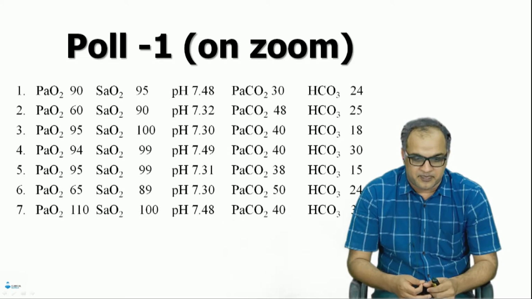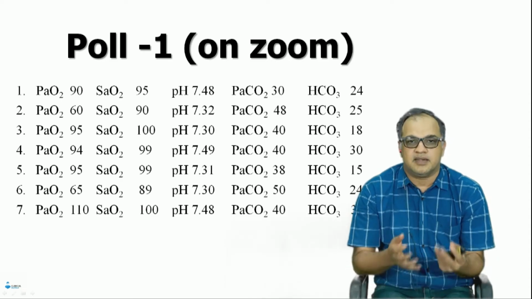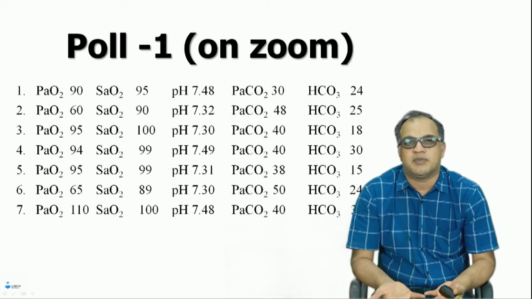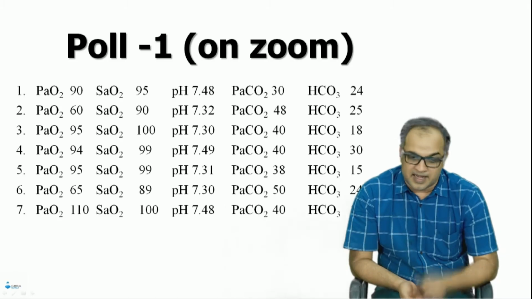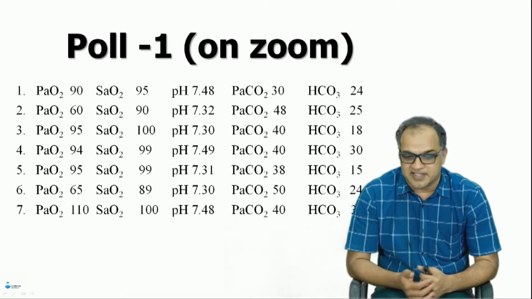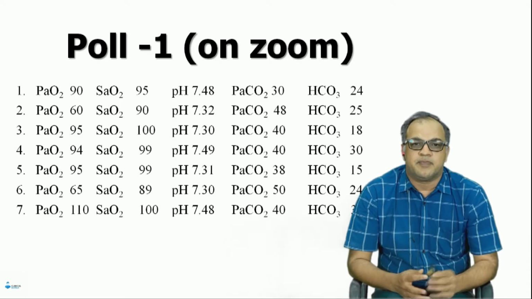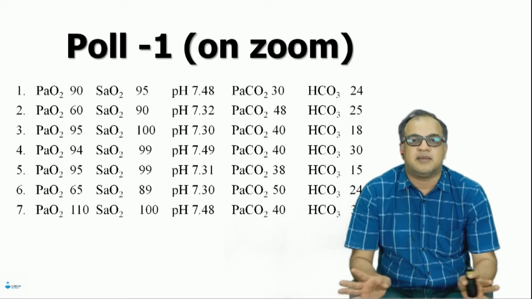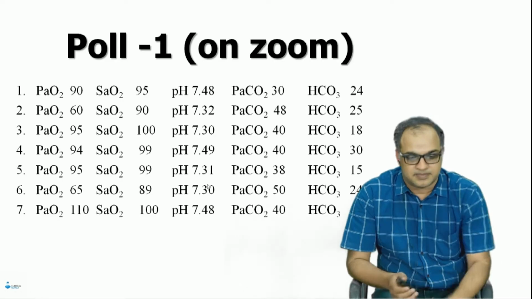Sixteen. See, unless we participate, unless we actually start analyzing ourselves, it will be more of a monologue from my side, which nobody would want. Sixteen. I'll wait till 20. 50% have voted out of 32. You have to judge each ABG on the basis of whether it is alkalotic or acidotic. Nothing else I'm asking. Seventeen.